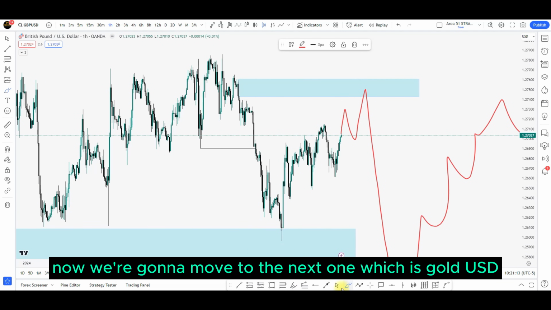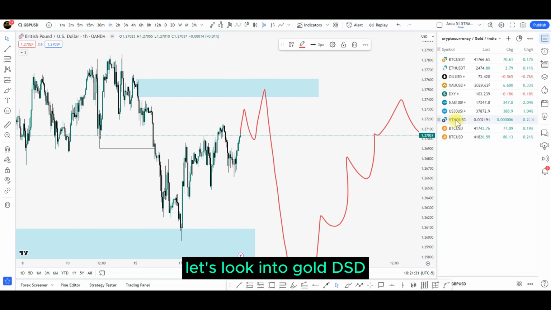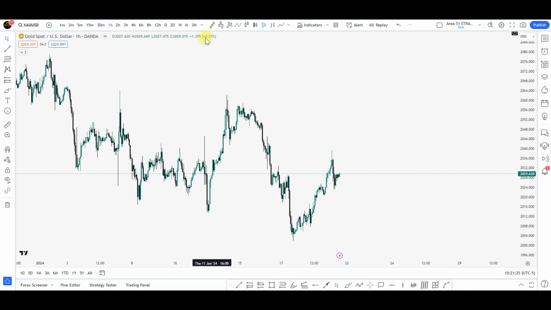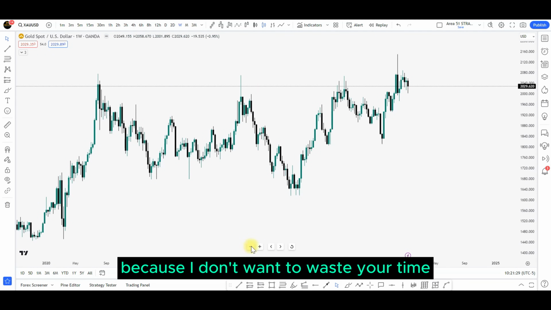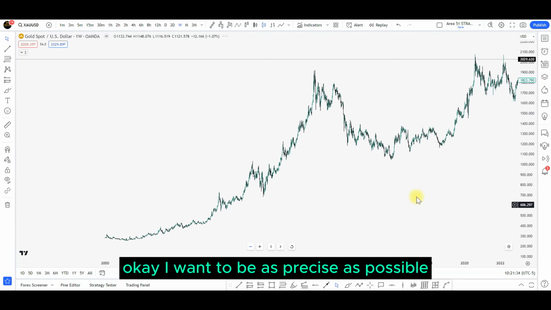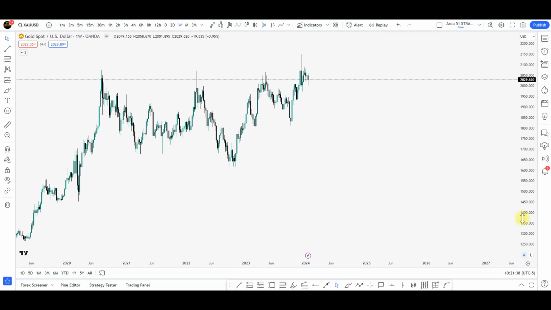Now we're going to move to the next one, which is gold USD. All right, let's look into gold USD. All right, beautiful. Gold, I'm going to make it as fast as possible because I don't want to waste your time. Okay, I want to be as precise as possible. What do we have with the gold?